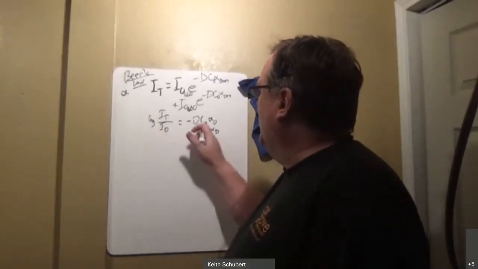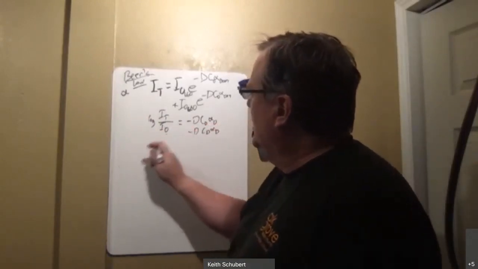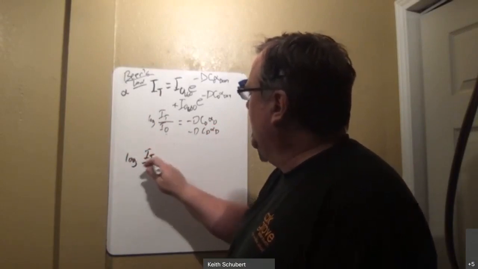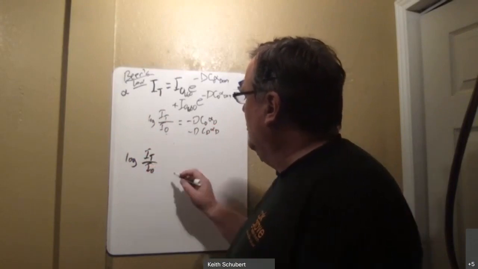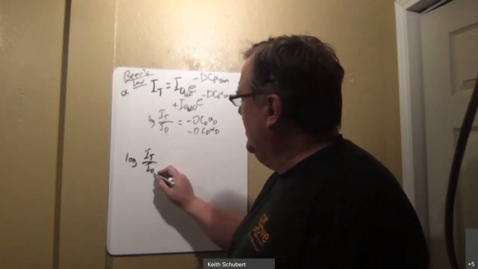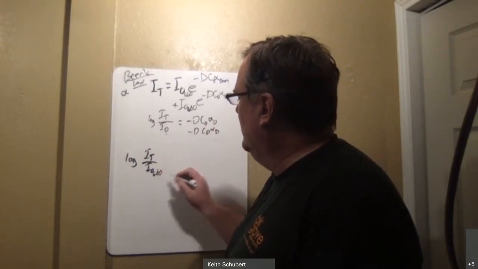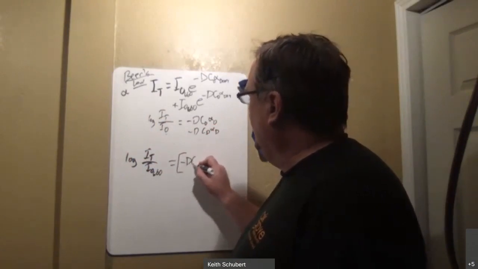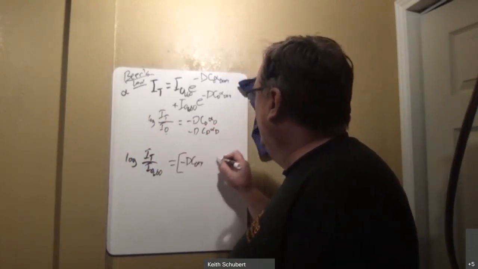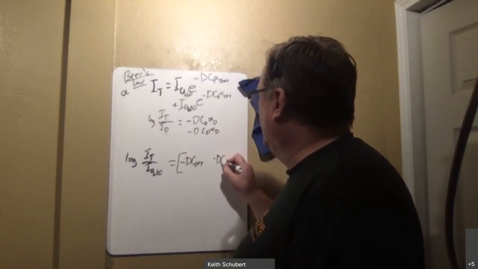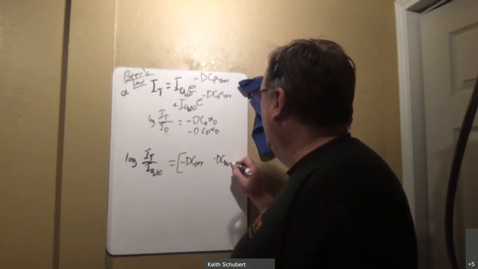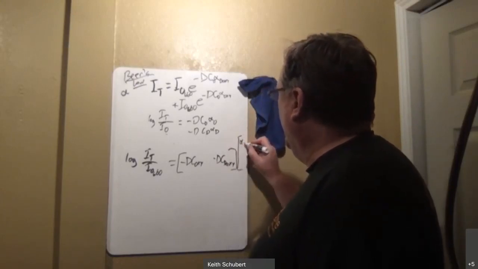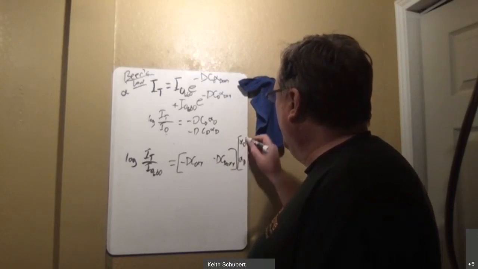So I've got my log of these, right? This is just appended. So this log of the transmitted over I0, and this was all done at 660. Has to be equal to, I'm going to write this in matrix form, minus DC the oxy, and minus DC of the deoxy. And then we're going to multiply it by alpha of oxy and alpha of deoxy.